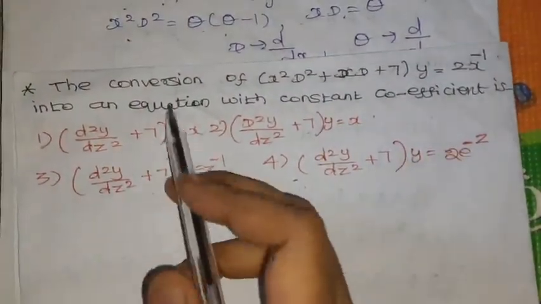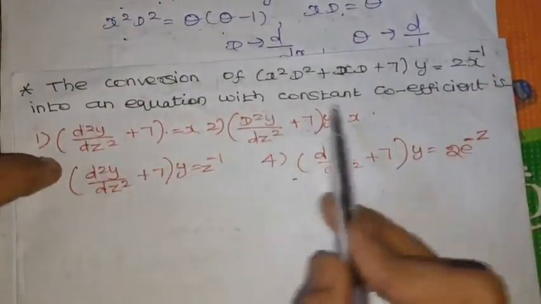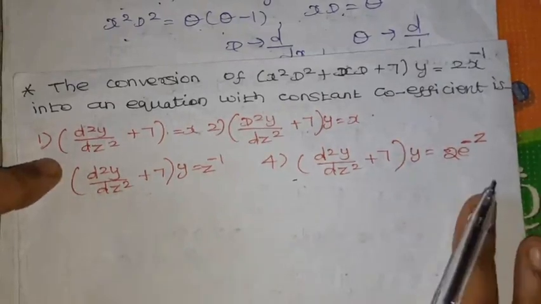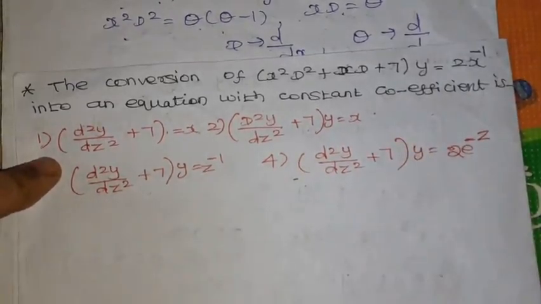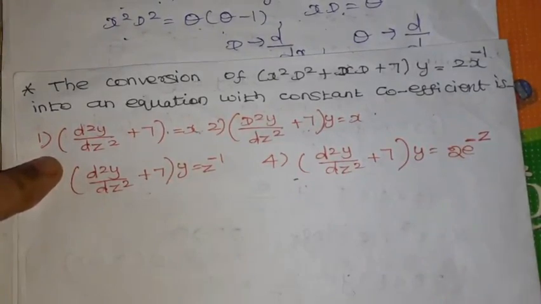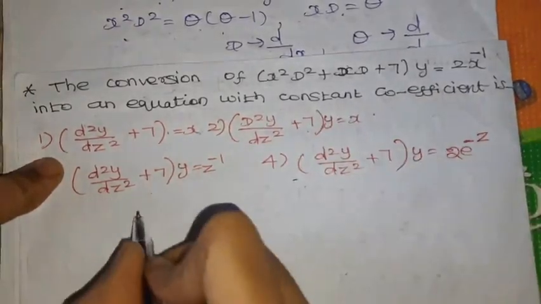So we are going to do conversion of the given function into an equation with constant coefficients. We are not going to solve for the solution of the differential equation in this problem. We are just going to convert the differential equation to one with constant coefficients. We know all the substitutions, right?